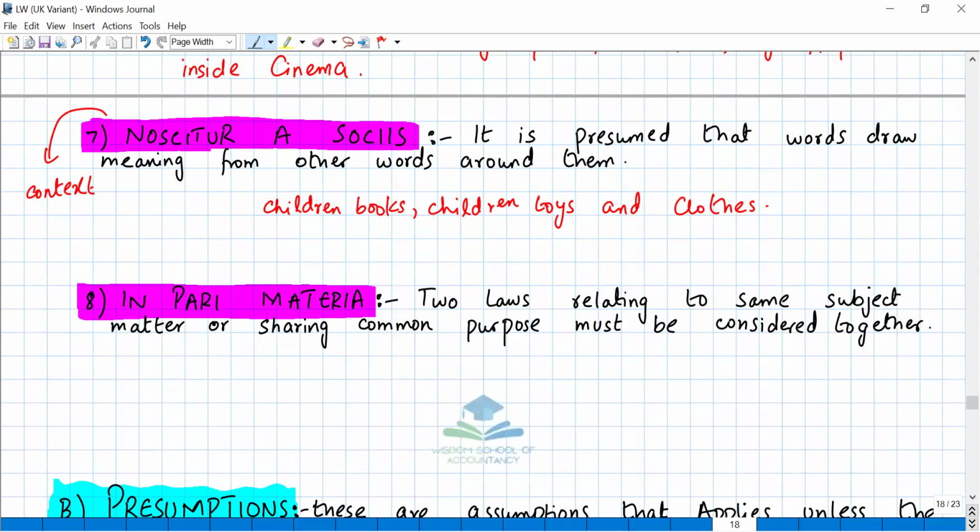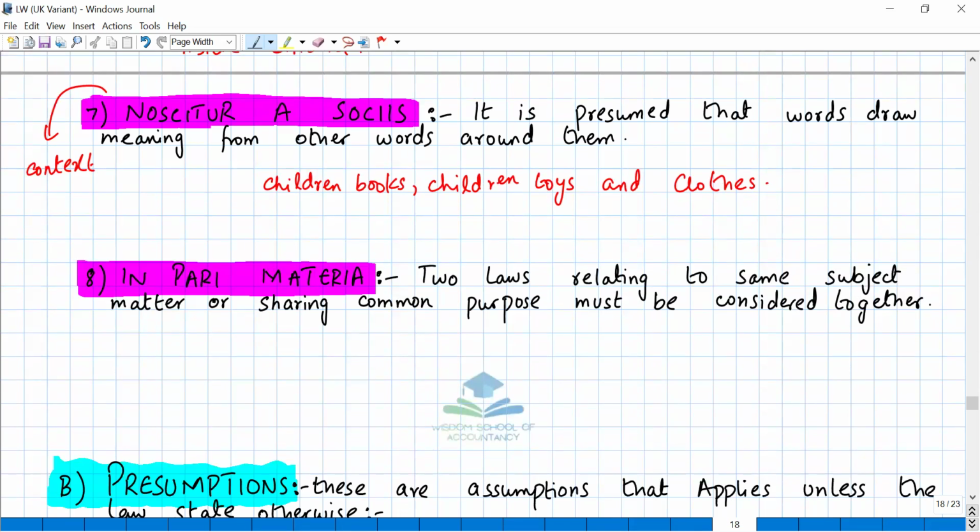Then the next rule is noscitur a sociis. It is presumed that the words draw meaning from other words around them. For example, if in the law it is mentioned children books, children toys, and clothes, we will assume that the clothes are also of the children, not clothes of everyone. So this is noscitur a sociis. Children books, children toys, and clothes, so the clothes also will mean the children clothes. We draw meaning from the other words around the word. Got that?